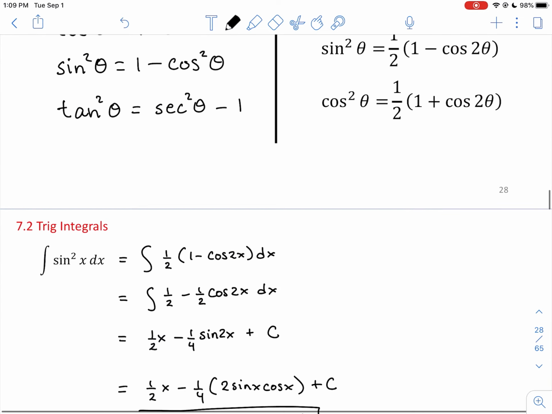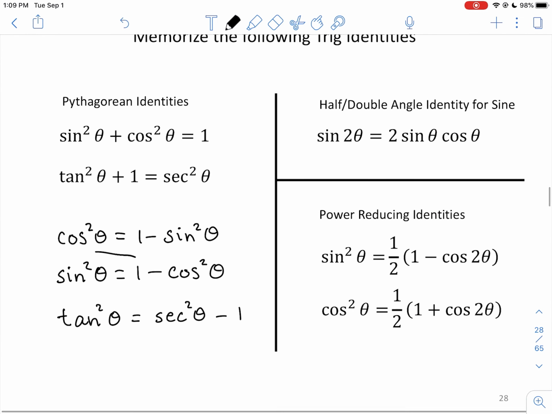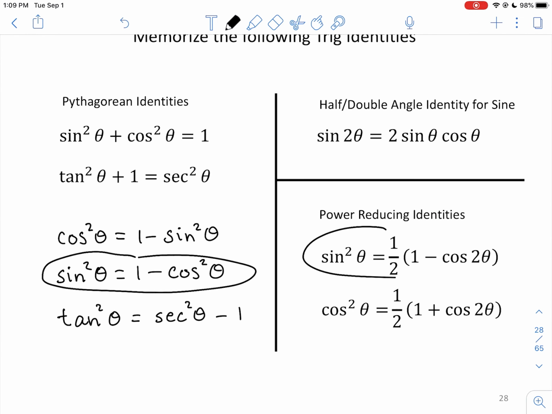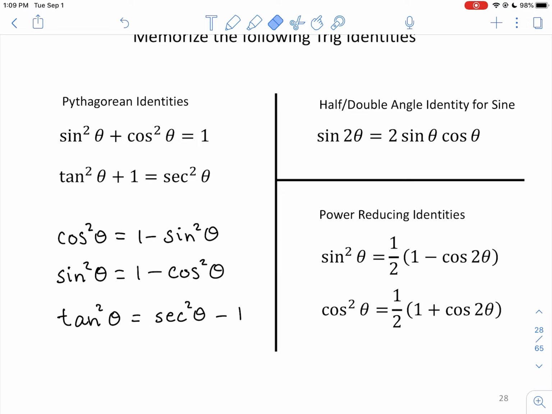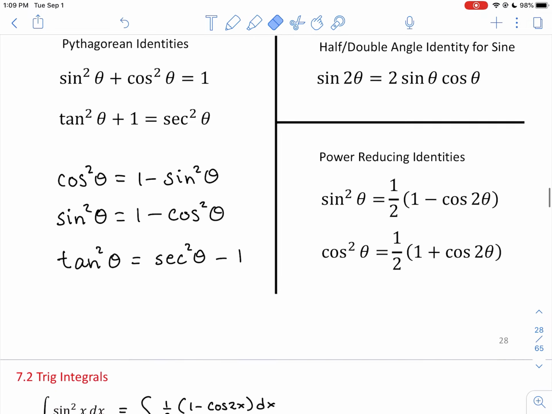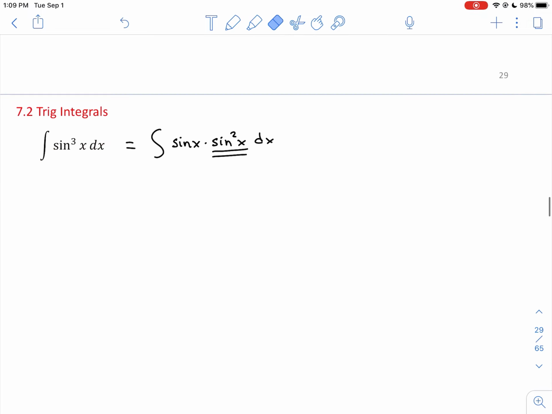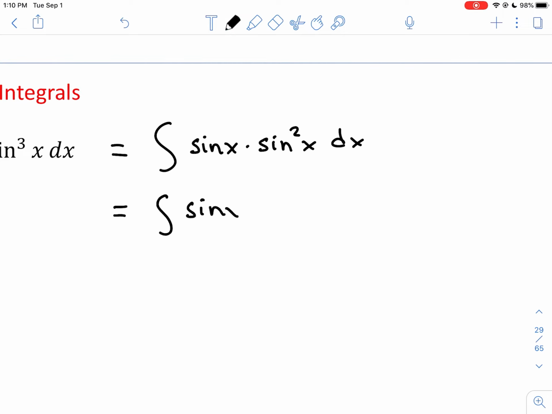Going back up to our identities up here, for sine squared, you could use a Pythagorean identity or a power reducing identity, depending on what is going to be more useful to finish the problem. In this particular case, it's actually going to be better to do the Pythagorean identity as our next step. The sine that's in the front just stays, and sine squared is 1 minus cosine squared.